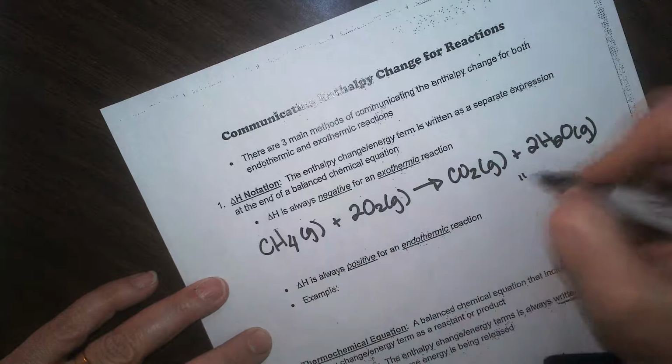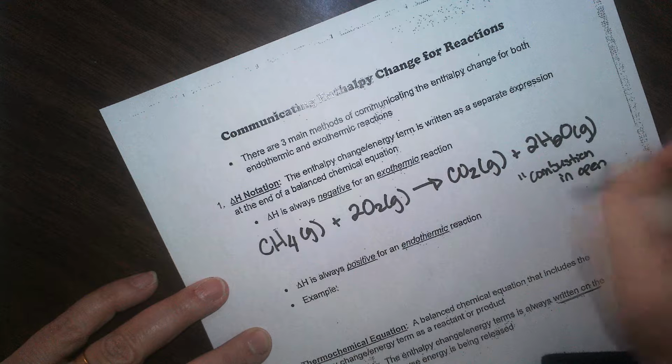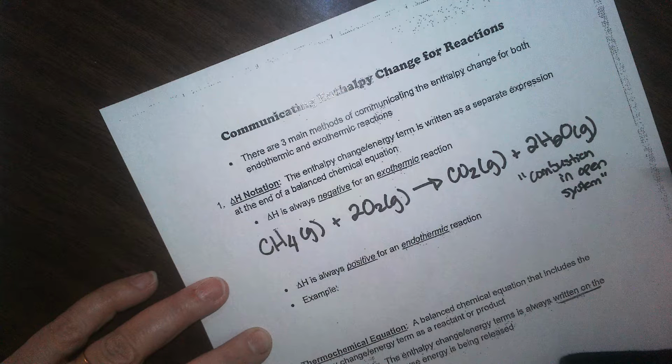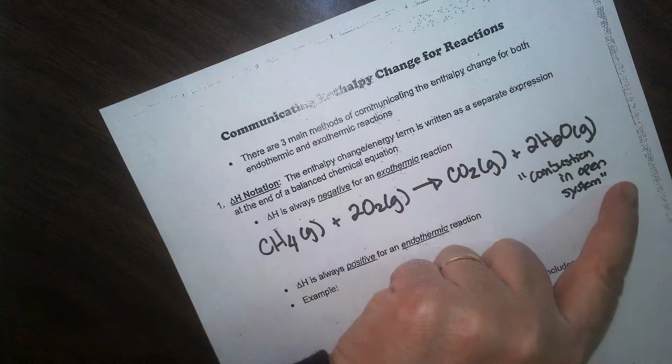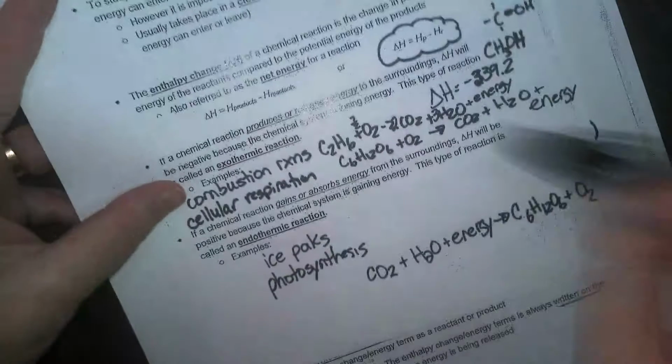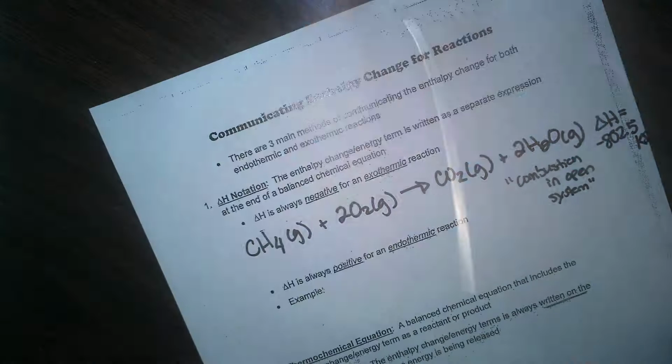It has to be combustion in an open system, though. Yeah, exactly. Then what we would do, instead of like we said back here, where we said CO2 plus water plus energy, instead of saying plus energy, we would then just write delta H is equal to negative 802.5 kilojoules. I don't know why I didn't give myself enough space for that.